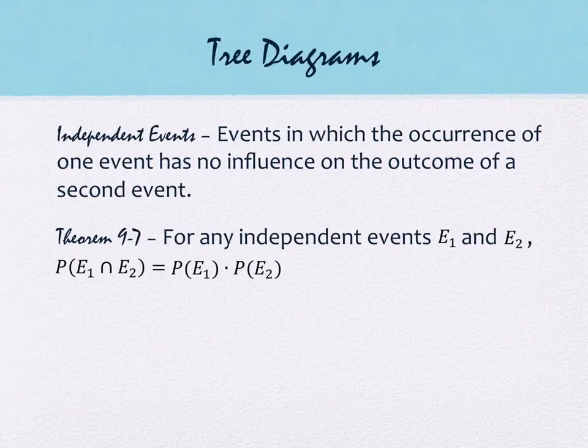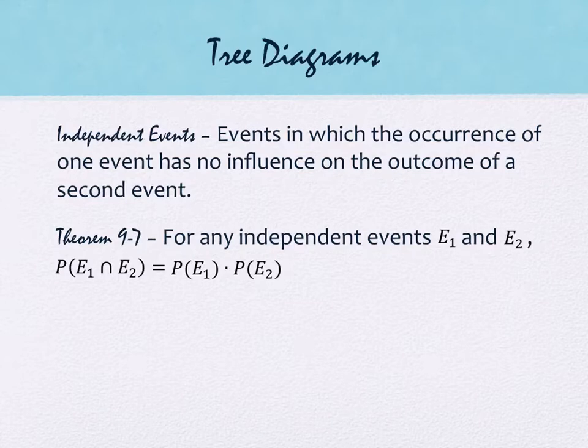Independent events. I alluded to this last time. We actually talked about it a little bit. Independent events are events in which the occurrence of one event has no influence on the outcome of a second event. So, for instance, you could say that the weather today might very well affect the weather tomorrow. Those would not be independent events. But the weather today and the weather 3 months from now, those would be independent. Very little to do with one another. They're so far spread out.